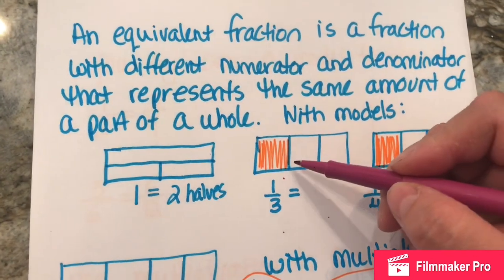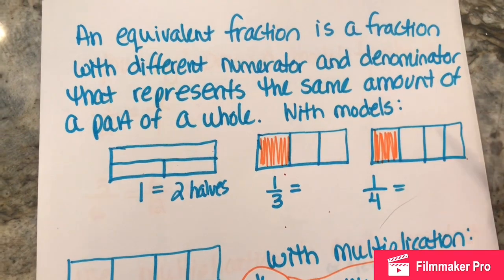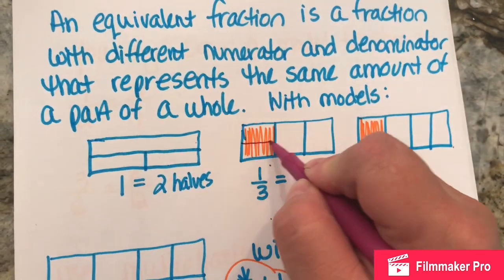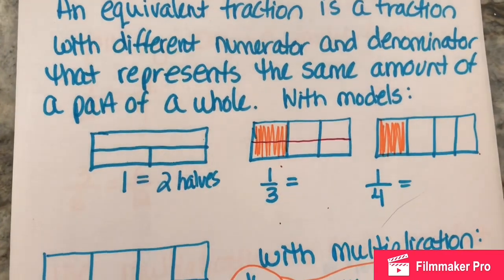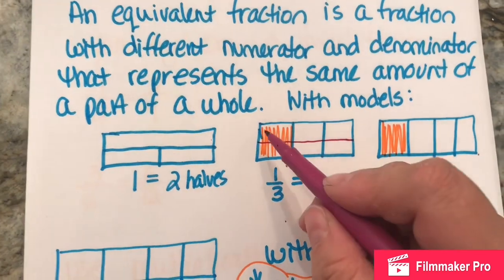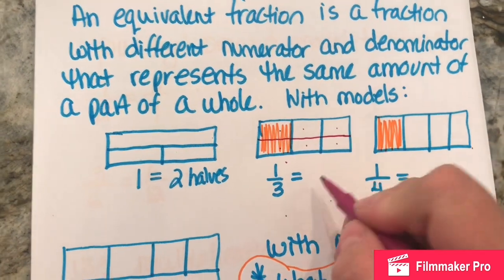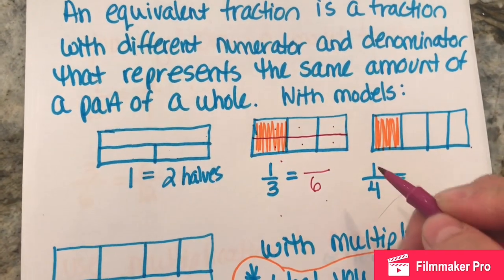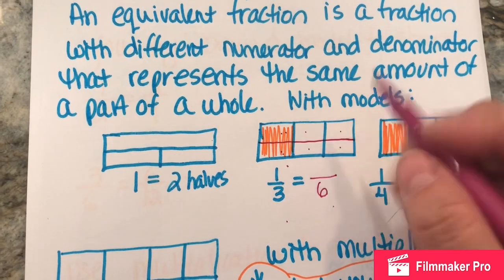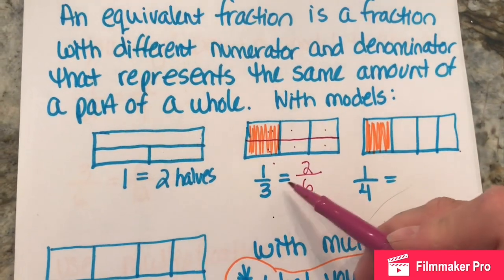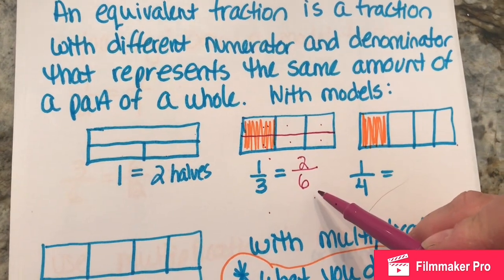Over here, I have a candy bar that's cut into thirds. And all I have to do to show an equivalent fraction is if I divide that candy bar in half again. Now, instead of having 3 pieces, I have 1, 2, 3, 4, 5, 6. That becomes my denominator. And 1, 2 of those 6 are colored in. So I can see that 1/3 is the same amount as 2/6.